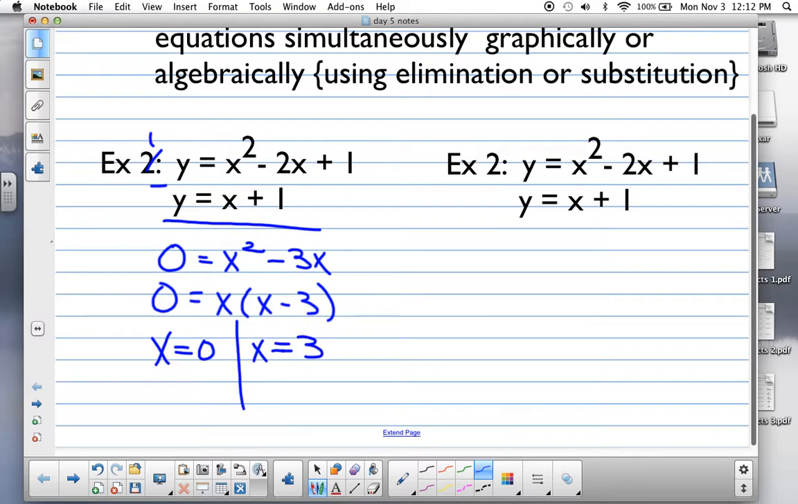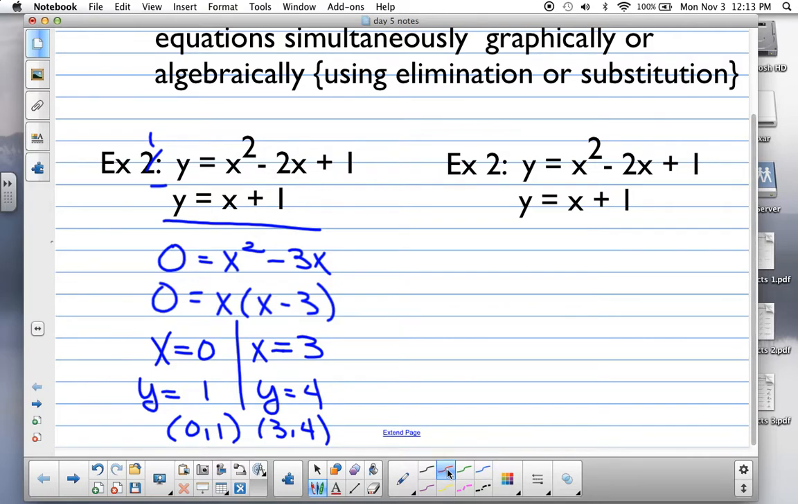Those give me the 2 x's, and then you'll go back and plug in. You can go back to either equation, whichever one looks better to you, to substitute and get the y. So y would be 1 here, y would be 4. So my answers are (0, 1) and (3, 4). That's using elimination. Typically for a parabola and a line, students would have used substitution instead.